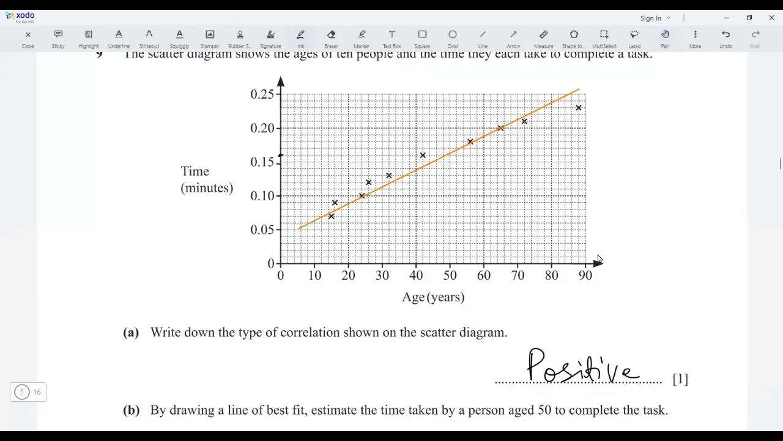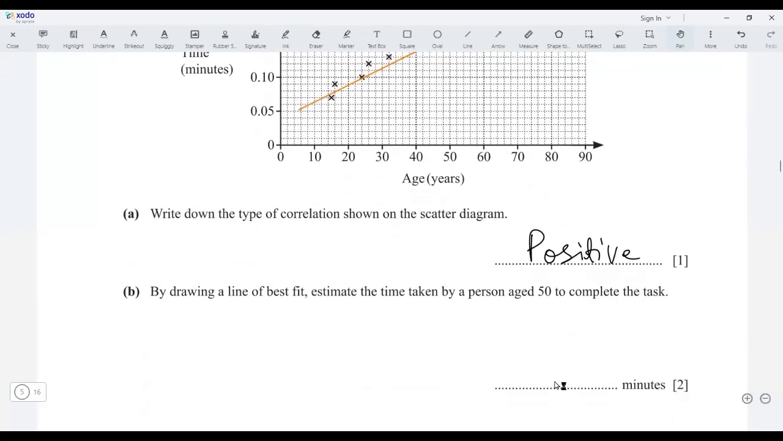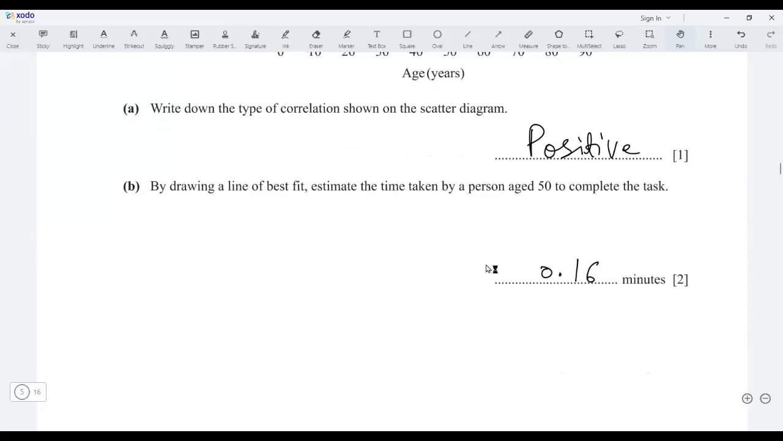The y-axis tells us 0.16, as you can see. So 0.16 is the result for it. If you have drawn the line of best fit correctly and write down your answer from it, you will get 2 marks completely. Otherwise, if you have drawn the line of best fit wrong, you will get nothing out of it. This is question number 9.